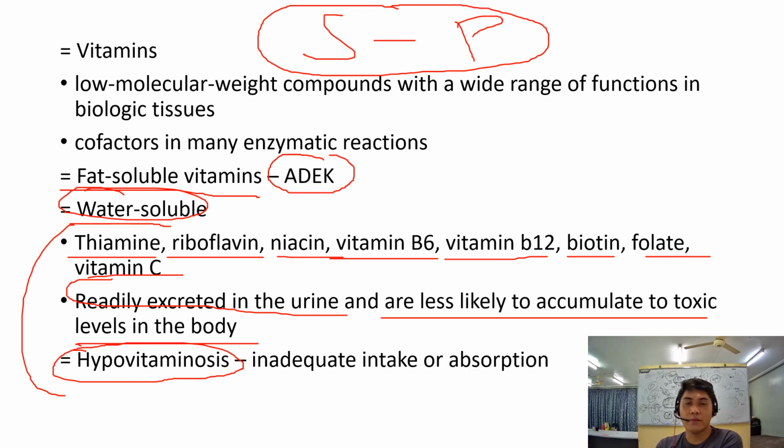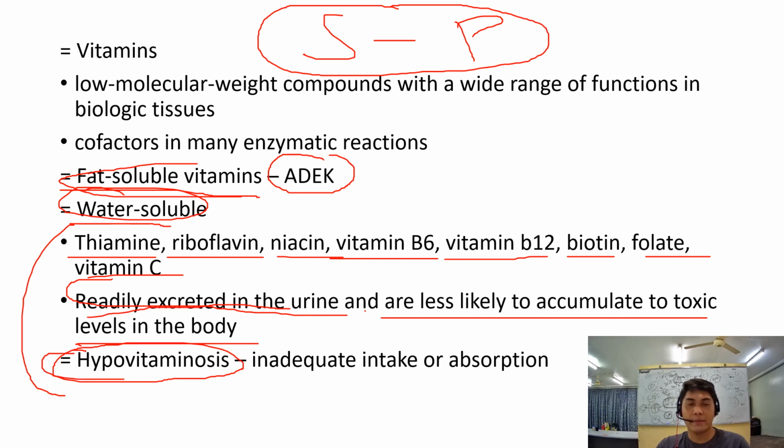The reason it's difficult for our body to accumulate water-soluble vitamins is that they are readily excreted in the urine, so they are less likely to accumulate in our body. But for vitamins A, D, E, and K, which are fat-soluble vitamins, there's a tendency for our body to have hypervitaminosis of these fat-soluble vitamins.